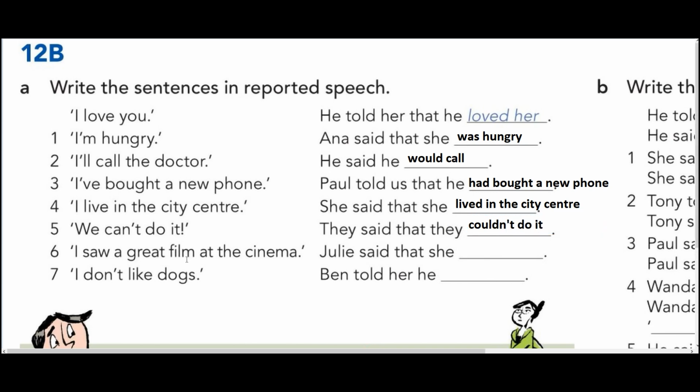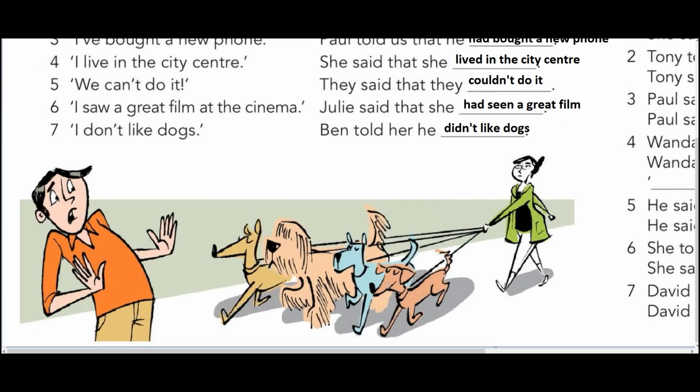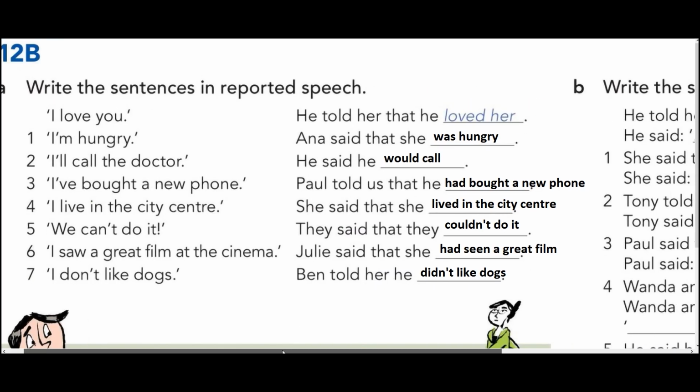I saw a great film at the cinema. Here is the past simple. We changed it to the past perfect. Julie said that she had seen a great film. At the cinema, of course, but you see there is no space to continue. Number 7. I don't like dogs. It is just the present simple. We changed it to the past simple. Ben told her he didn't like dogs. And that's all here. Let's move on.